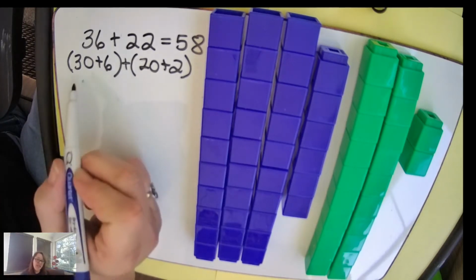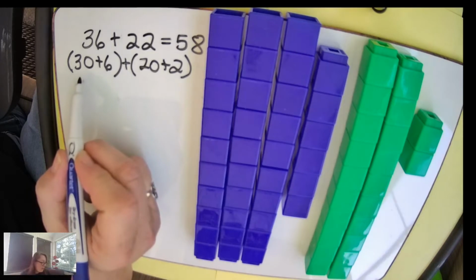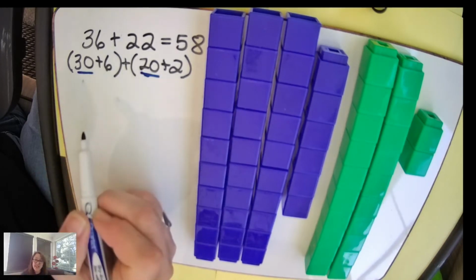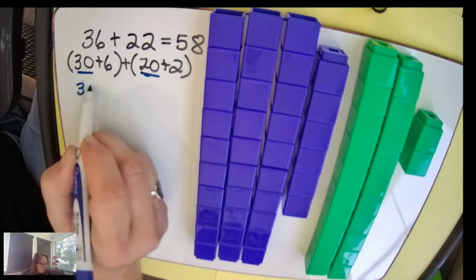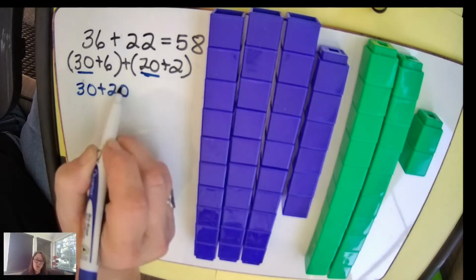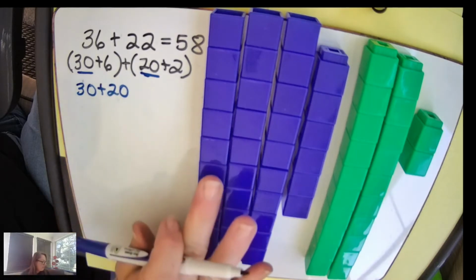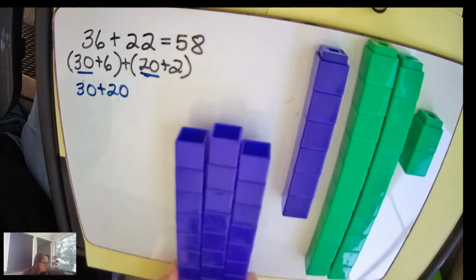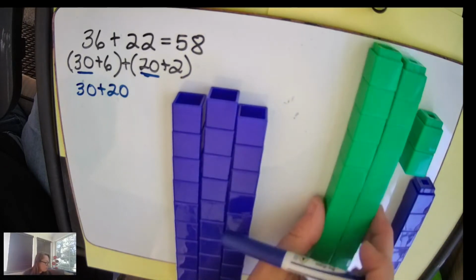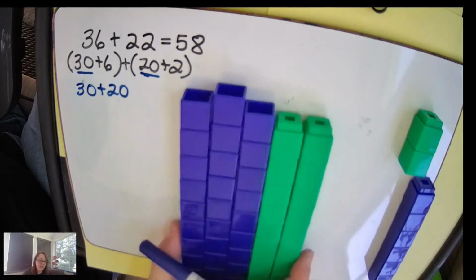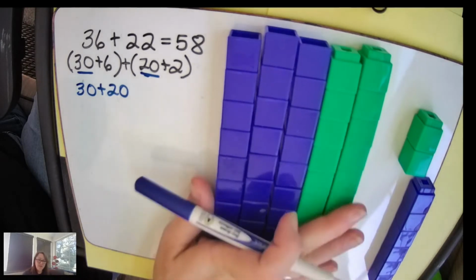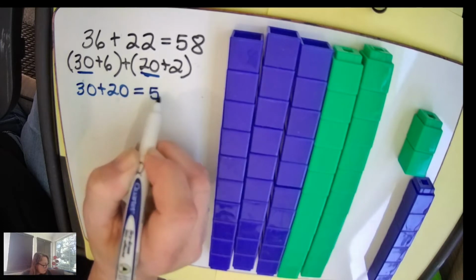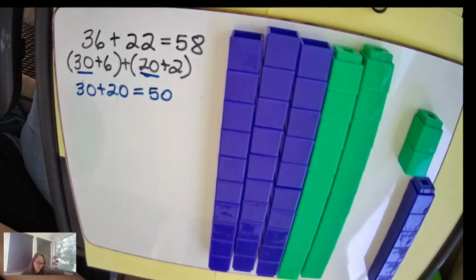Okay, so he says then it's time to combine the tens. So 30 plus 20, 10, 20, 30, 40, 50. So I have 50. 30 plus 20 equals 50. Okay, Matt?